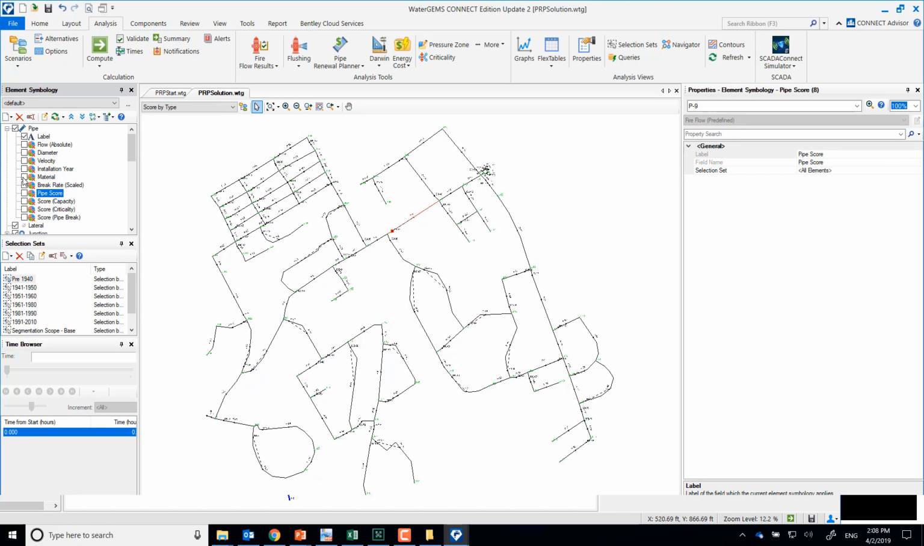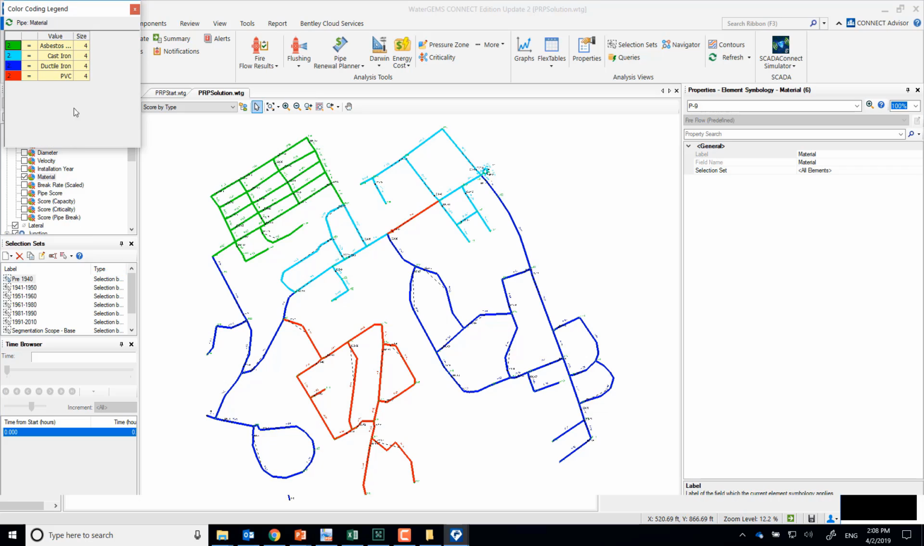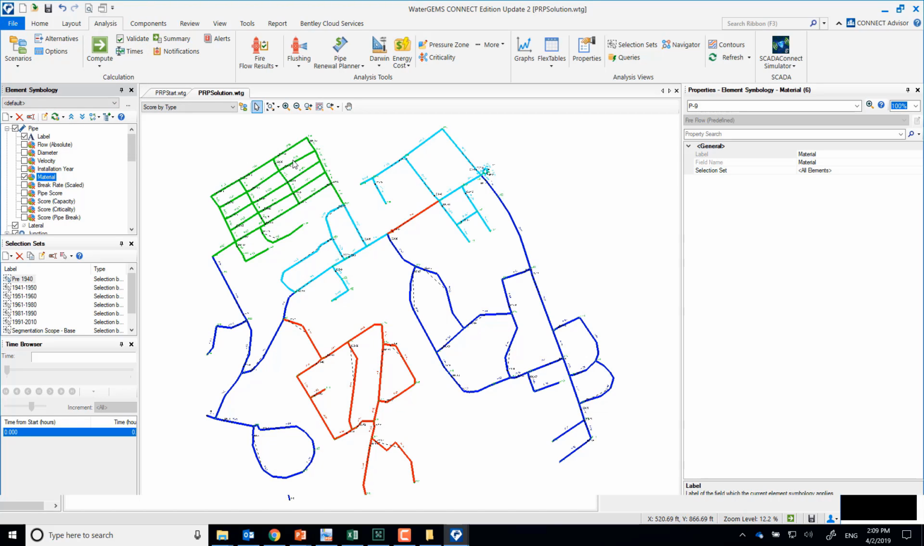Let's do another color coding to look at the material of our pipes. And I'm going to open this legend here. So we can see that we have asbestos cement in this well-looped area. We have cast iron for this baby blue, ductile iron, this dark blue, and then PVC in red.